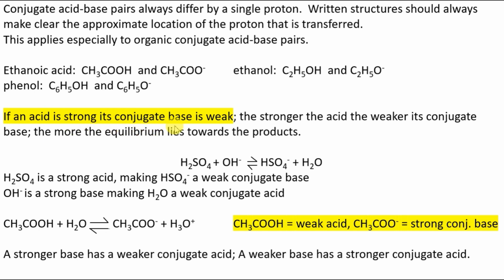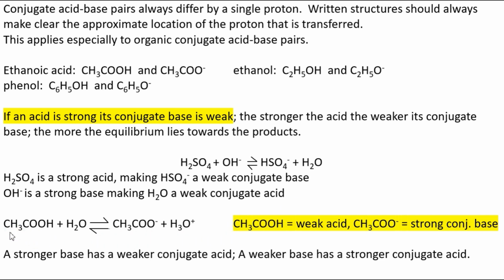If an acid is strong, its conjugate base is weak. The stronger the acid, the weaker its conjugate base. The more the equilibrium lies towards the products. I have an equation. H2SO4 is a strong acid, making HSO4- a weak conjugate base. OH- is a strong base. If it's a strong base, it makes H2O a weak conjugate acid.